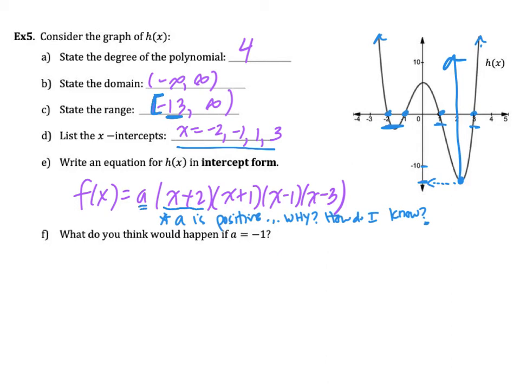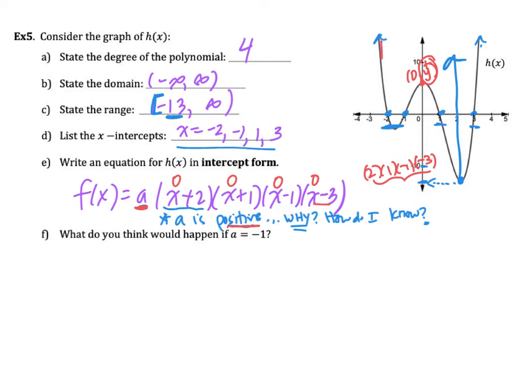We do know the a value is positive. How do I know the a value is positive? Well, this y-intercept, right, when x is 0, y is a positive number. So when x is 0, 0 plus 2 is 2, 0 plus 1 is 1, 0 minus 1 is negative 1, and 0 minus 3 is negative 3. And when I multiply those four numbers together, I get a positive result. And if I get a positive result, that means my a value has to stay a positive number because I want that result, my y value, to be positive. So therefore, a is positive.